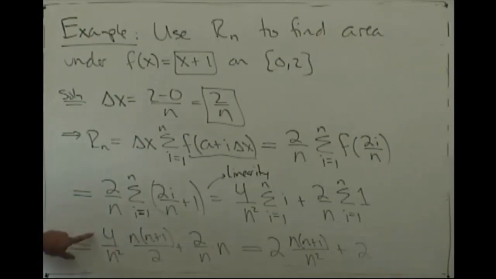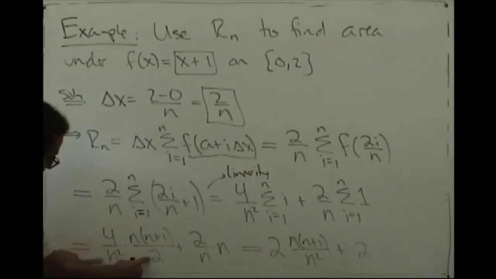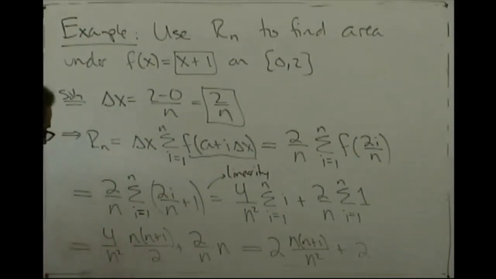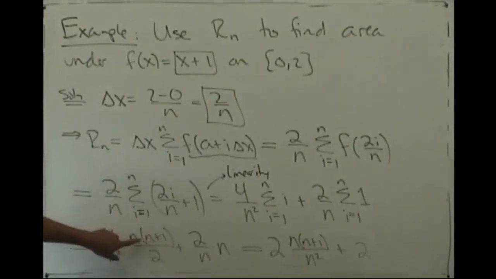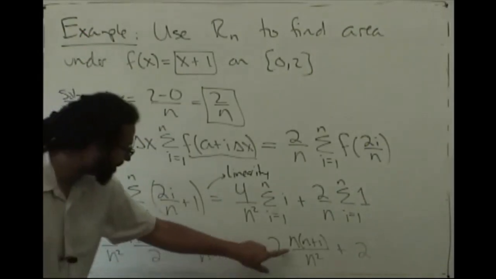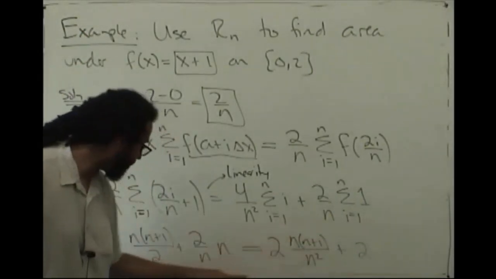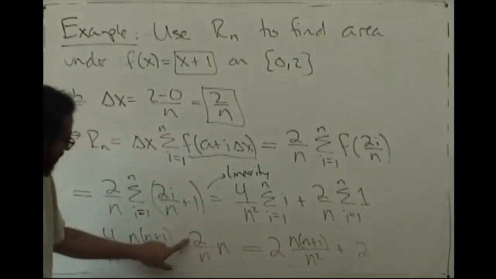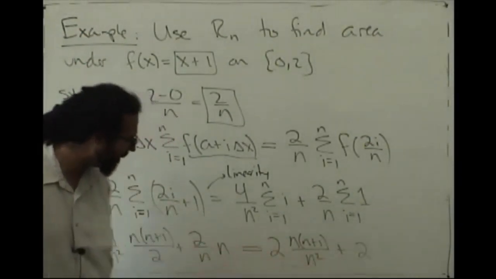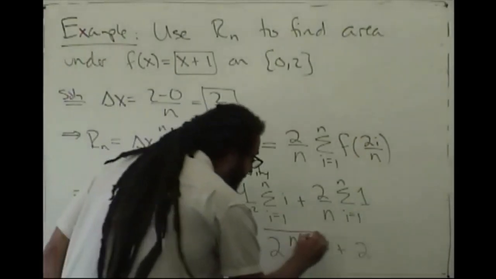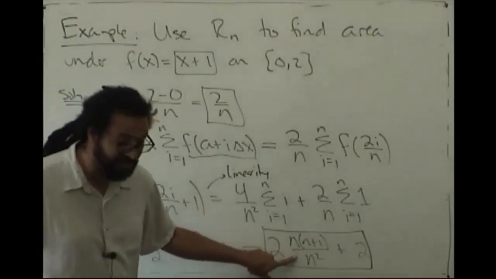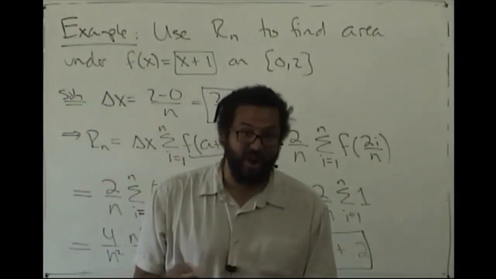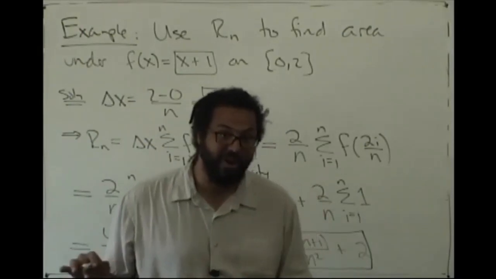So now what I can do is switch the 2 and the n squared, and so 4 over 2 is 2, and then n times (n plus 1) over n squared is just what it is. And here I'm just going to get a 2, because 2 over n times n is just 2. So here is a good final answer for r sub n. This expression only depends on n. We have gotten rid of all of the i's. That's the goal. Get rid of all the i's.